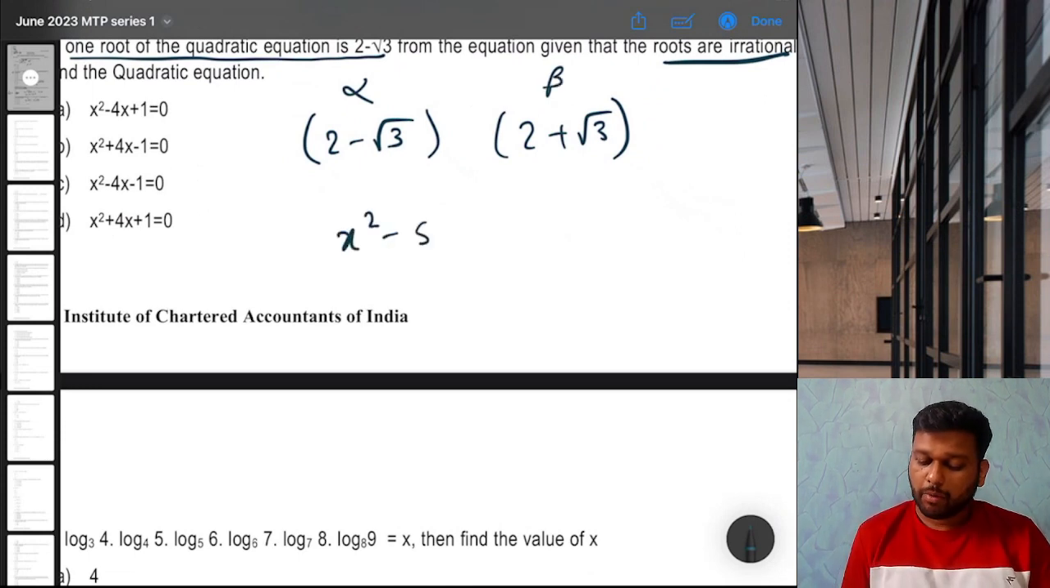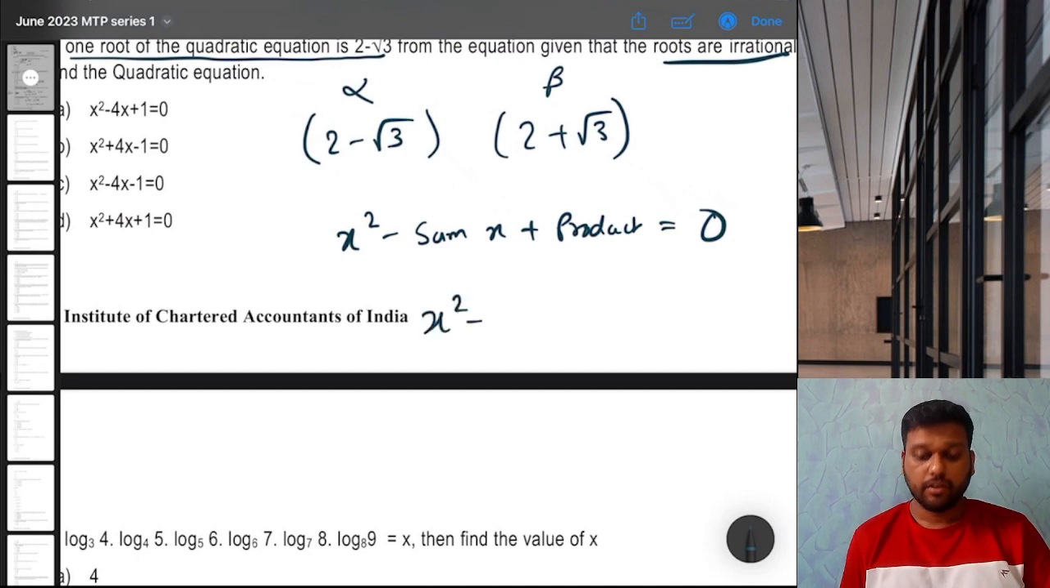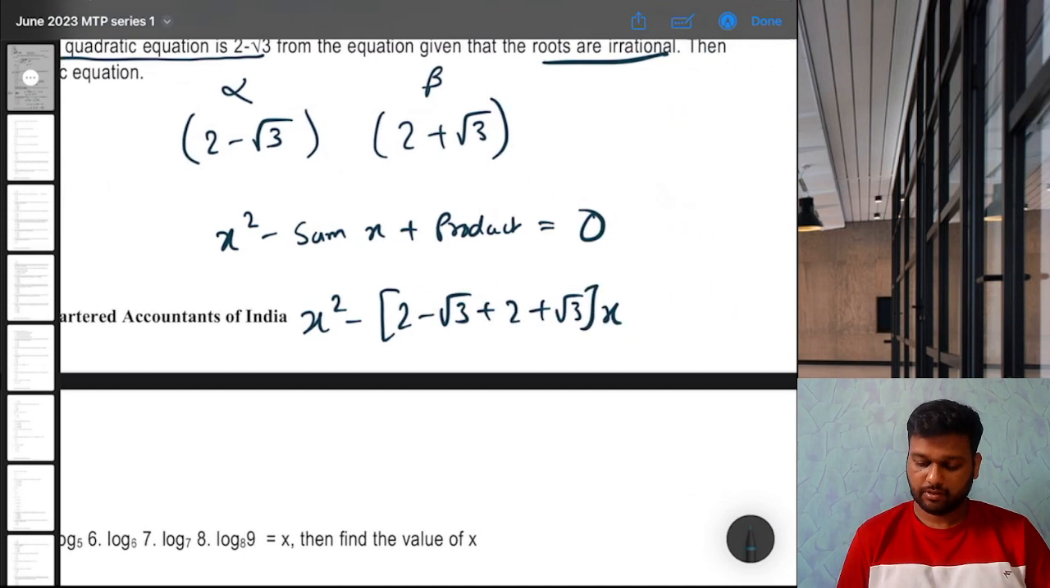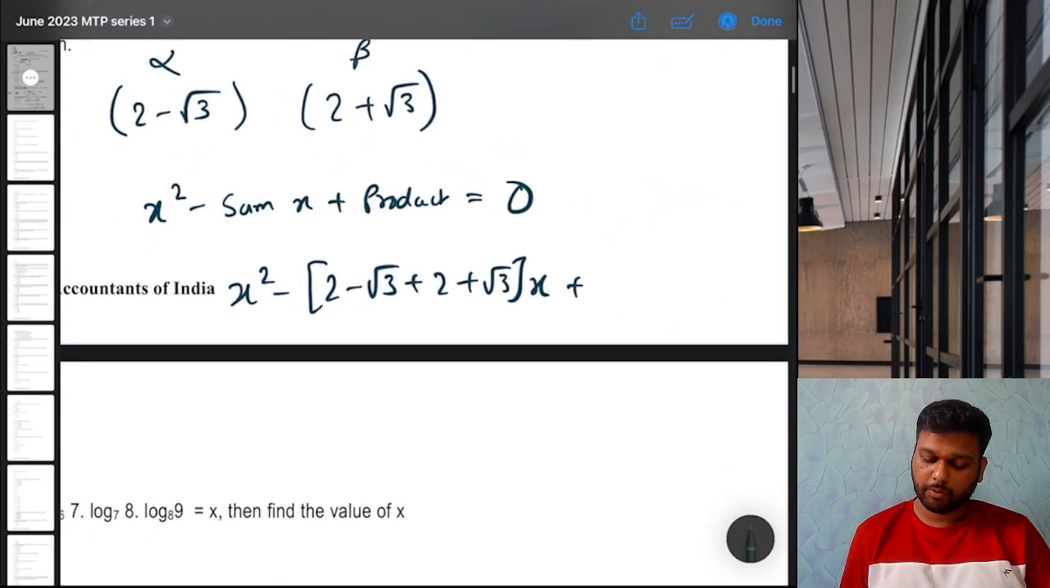How can we form a quadratic equation from the roots? x square minus sum of roots into x plus product of roots is equal to 0. That should be the equation, right? So x square minus, what is the sum of roots? 2 minus root 3 plus 2 plus root 3, x plus product of roots. What is the product of roots?